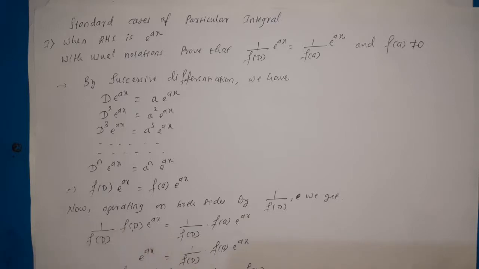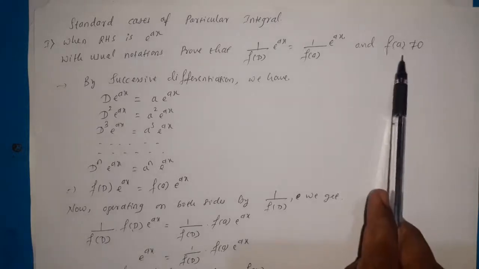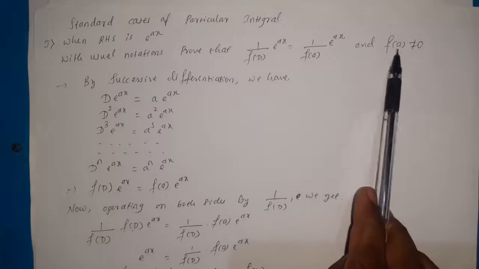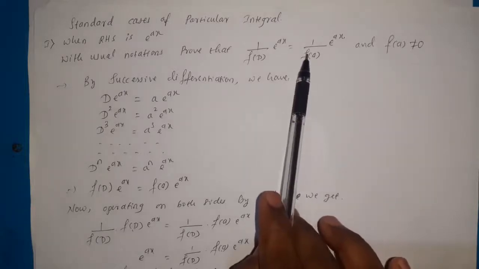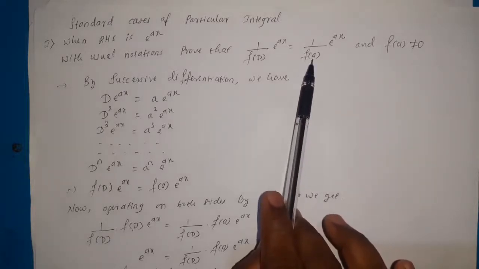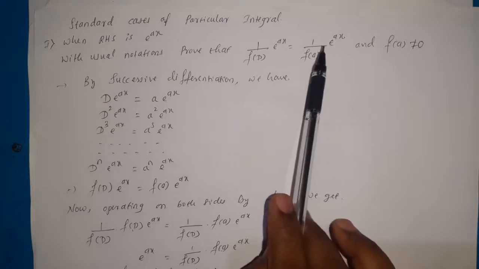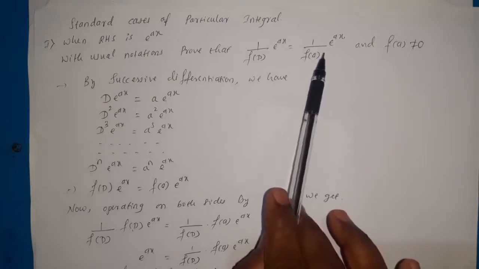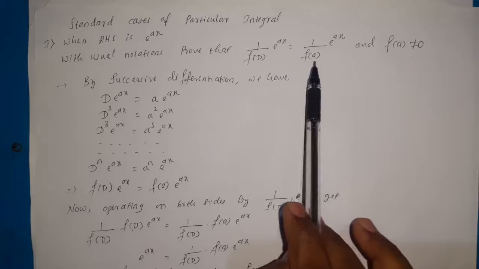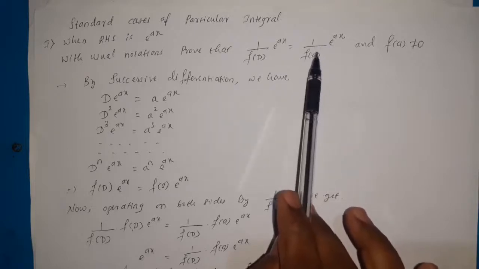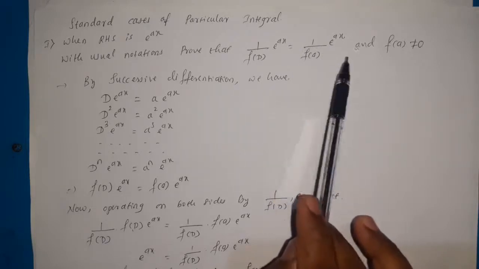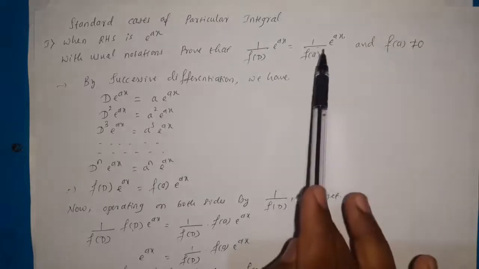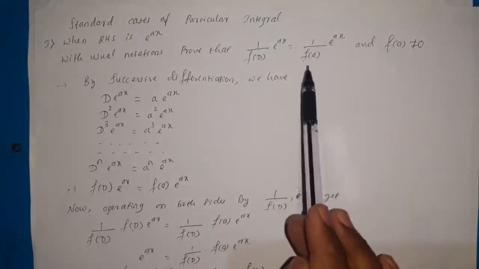Here the given condition is f of a should not be equal to 0. This is the important condition, because f of a is the denominator of the RHS. If it is equal to 0, then that becomes an indeterminate form, because 1 by 0 is infinity or not defined. So therefore f of a should not be equal to 0.